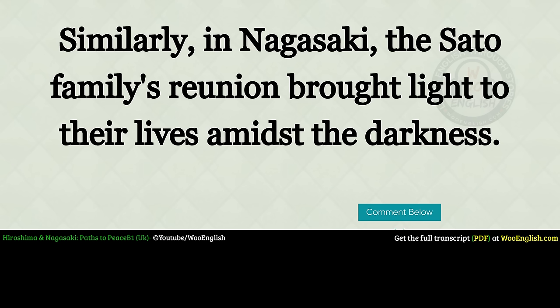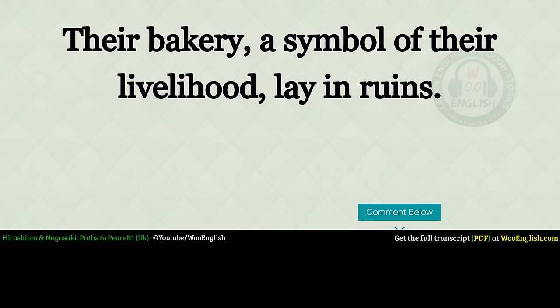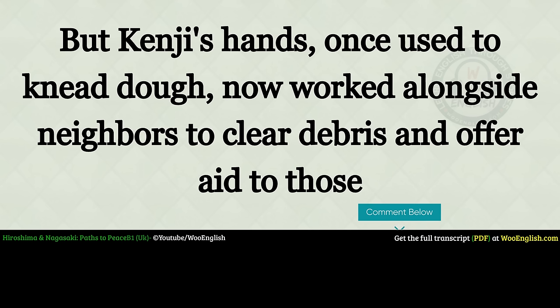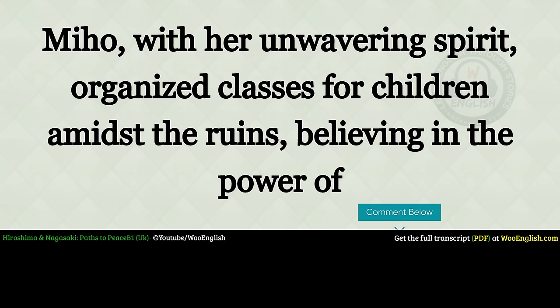Similarly, in Nagasaki, the Sato family's reunion brought light to their lives amidst the darkness. Their bakery, a symbol of their livelihood, lay in ruins, but Kenji's hands, once used to knead dough, now worked alongside neighbors to clear debris and offer aid to those in need. Miho, with her unwavering spirit, organized classes for children amidst the ruins, believing in the power of education to heal and inspire hope for the future.